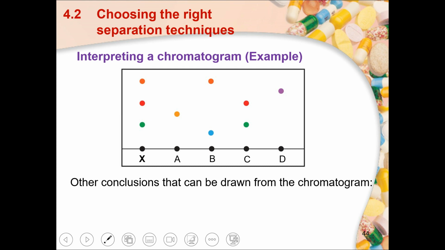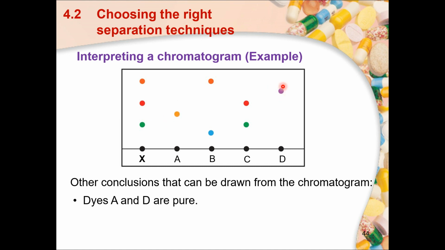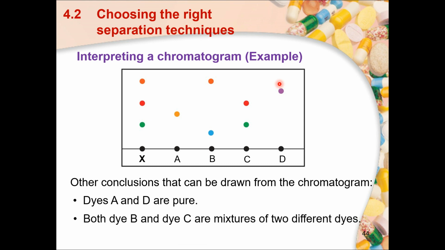Other conclusions we can draw are that substances A and D are pure. So there's only one spot here and one spot here. That means that it did not separate into multiple constituents. There is only one pure substance in A and in D. And for B and C, like I mentioned, since there are two spots, they are made of two different things combined together. Maybe what we could actually do is test this and find out which one makes it unsuitable to be consumed, or maybe both of them.